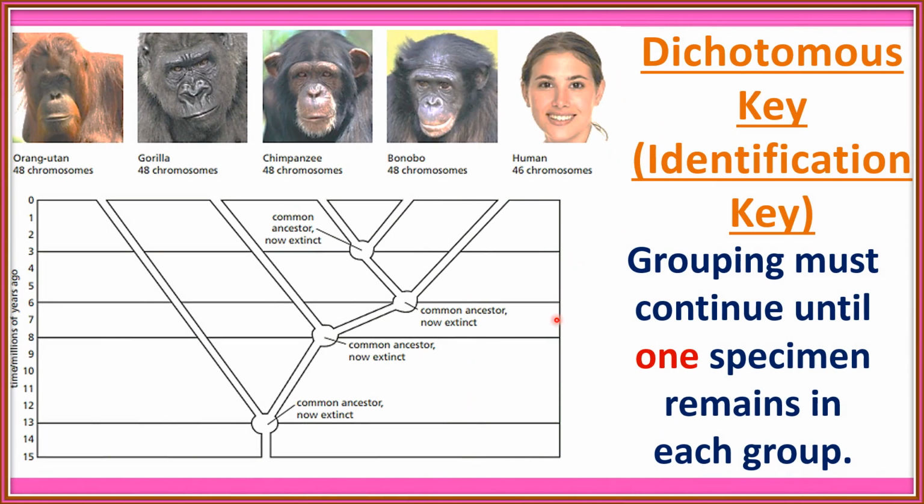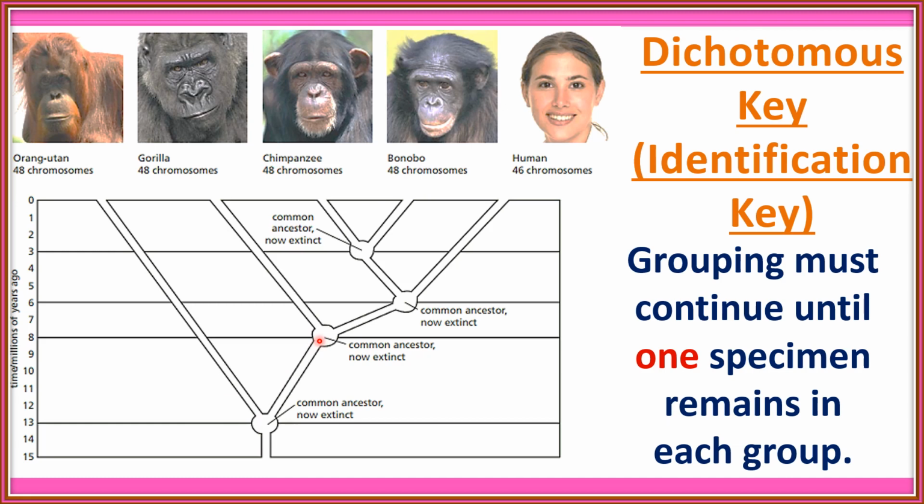For example, if we look here at 5 specimens, we have the orangutan, gorilla, chimpanzee, bonobos, and humans. 15 million years ago, it was one ancestor. They had a common ancestor. Then 13 million years ago, the orangutan separated, was identified. It went its way, and then the other ones also went the other side.